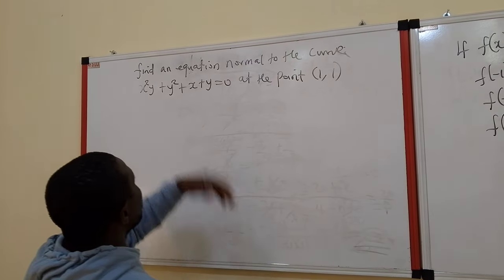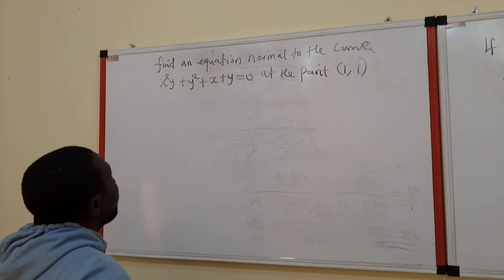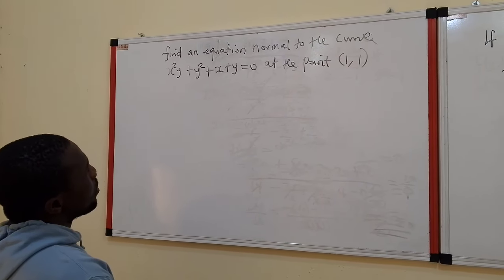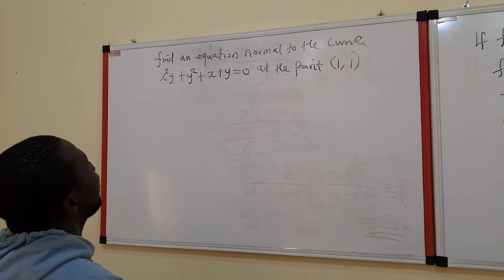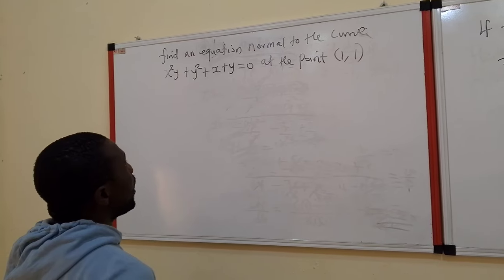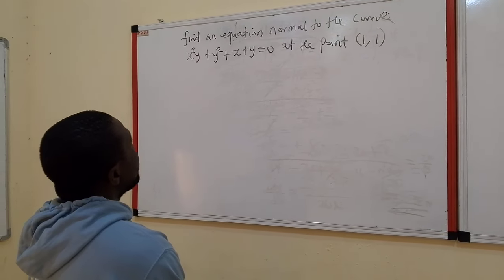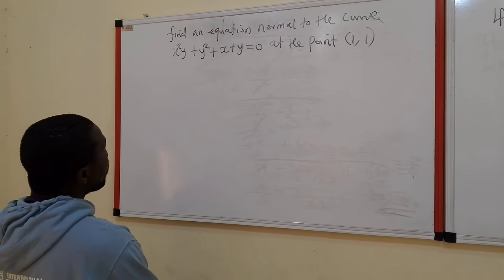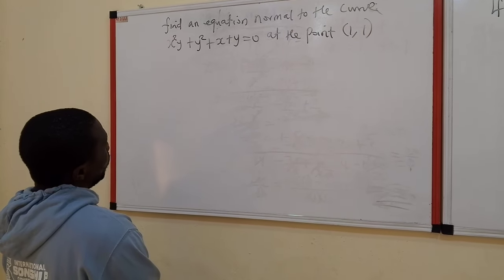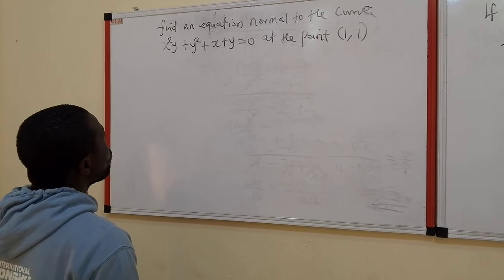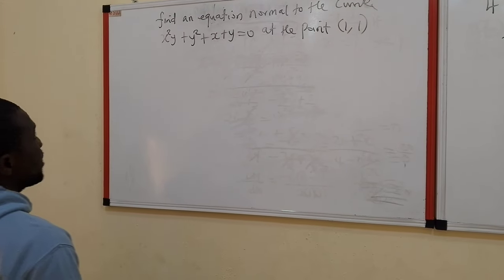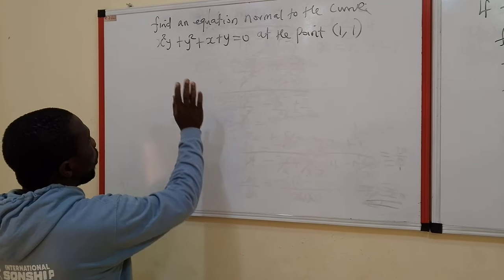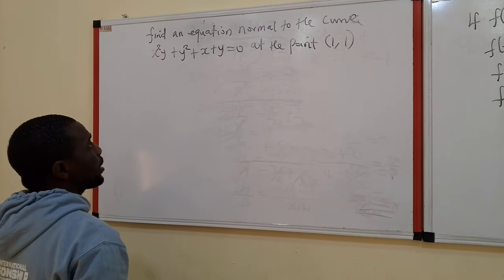Now we have this question: find an equation normal to the curve x squared y plus y squared plus x plus y equals 0 at the point (1, 1). Okay, what are we going to do here? First and foremost, for us to look for an equation that is normal to the curve, we need to get the slope of the curve at that particular point.